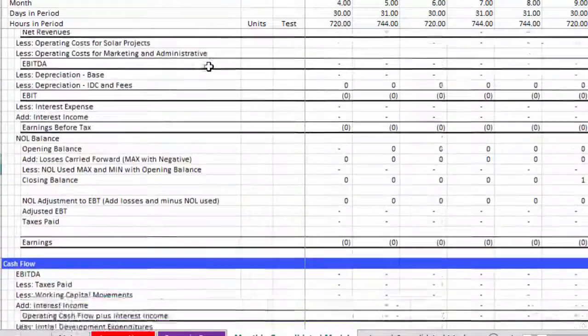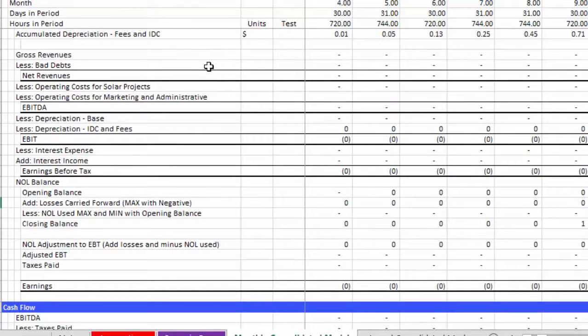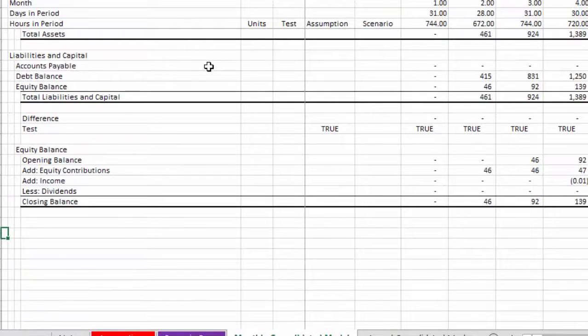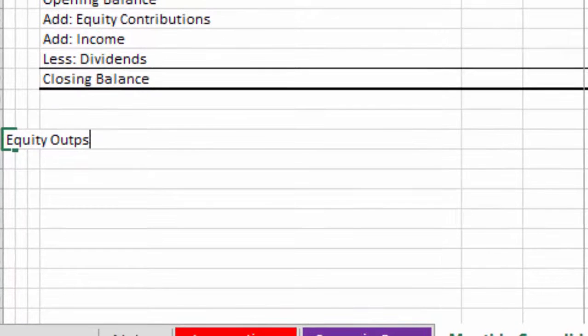Okay, now so far everything is really okay. That's amazing, really. We can put some equity outputs now. Now if we, oh, come on.